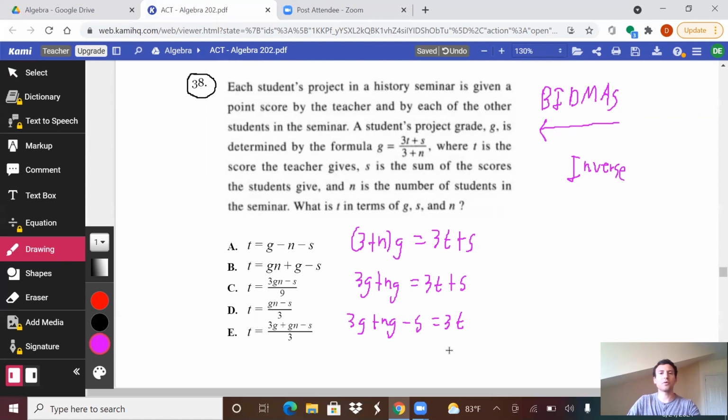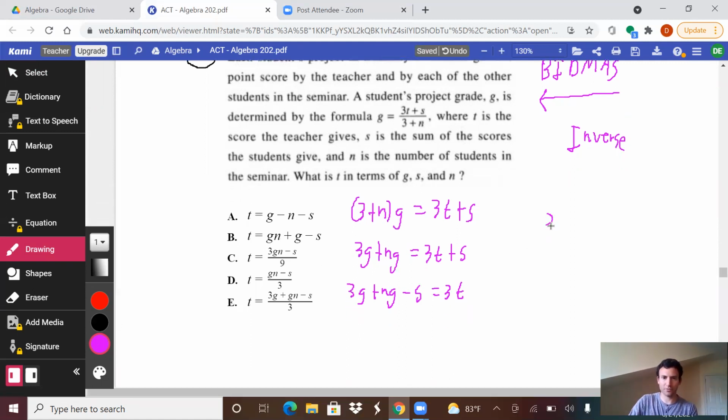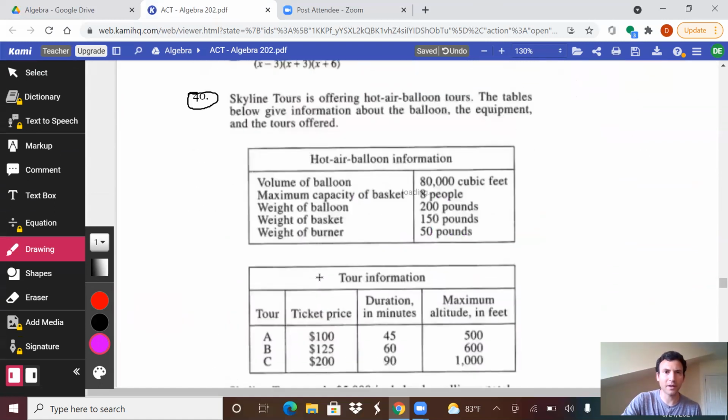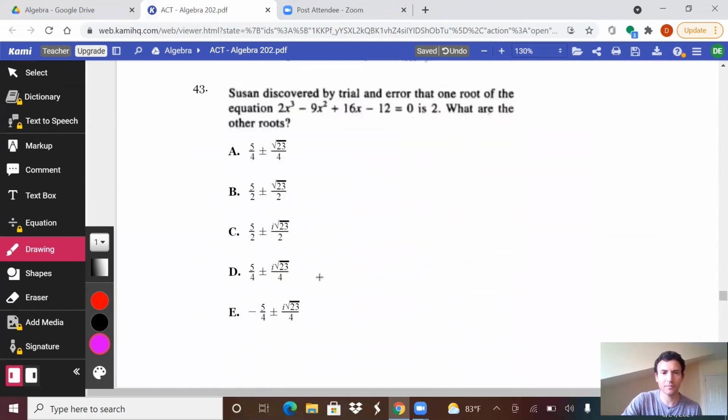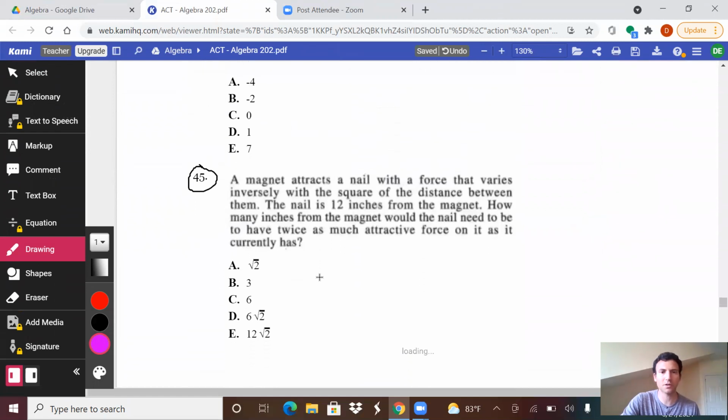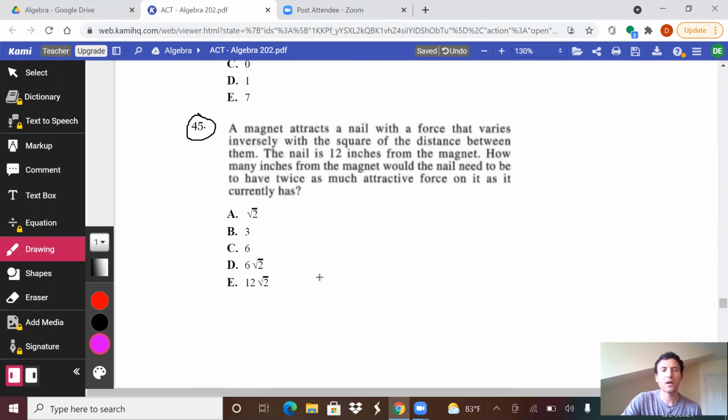Now the final thing we'll do is divide by 3. So we have 3g plus ng minus s, divided by 3, equals t. And now we're just looking for our match. And that is E right there. Awesome. Okay, I know this video has been going on a while. You're probably getting a little antsy. So I am going to pick 2 more problems to do, and then that will be that.